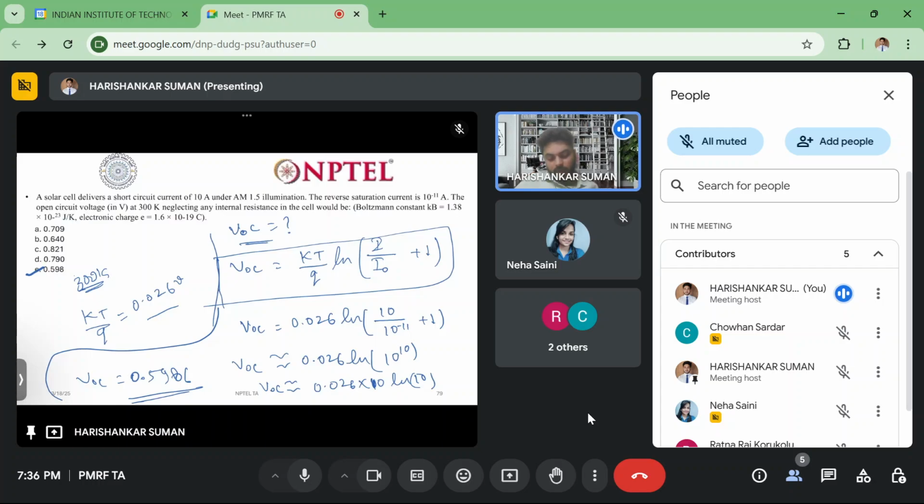Next question. Short circuit current 10 milliampere, illuminated at 1 sun, AM 1.5. The reverse saturation current is given. Open circuit voltage is neglected. What would be the internal resistance of the cell? So VOC you can get from this formula: VOC equals kT by q times ln of I by I naught plus 1. So use this relation. After simplification, you will get the VOC.